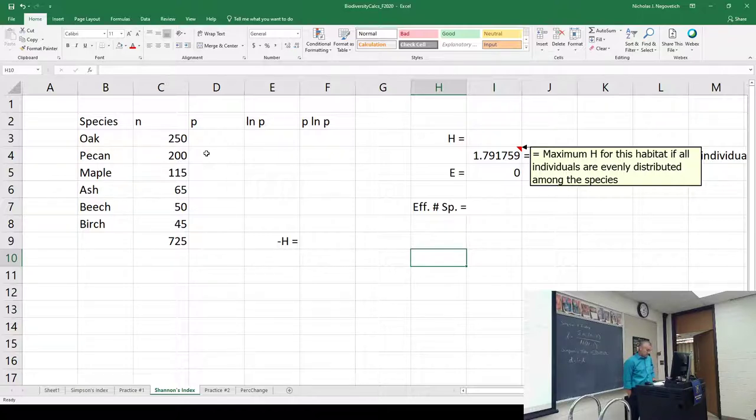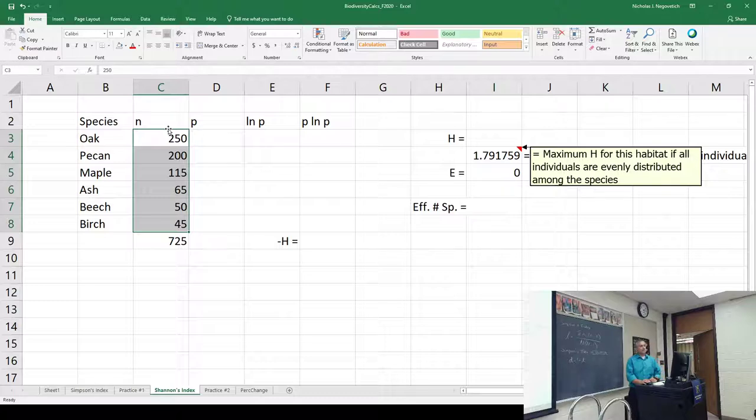We have tree species in a habitat, and we counted the number of individuals. Pretty easy to do for trees, as long as you can identify them. All right, so here's our data table. Like before, I have all of our individuals for each species, and I went ahead and calculated the sum of that table. In this habitat, we have 725 individuals.